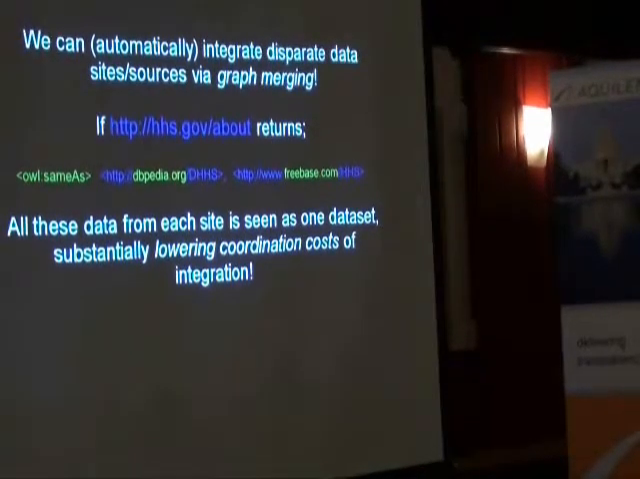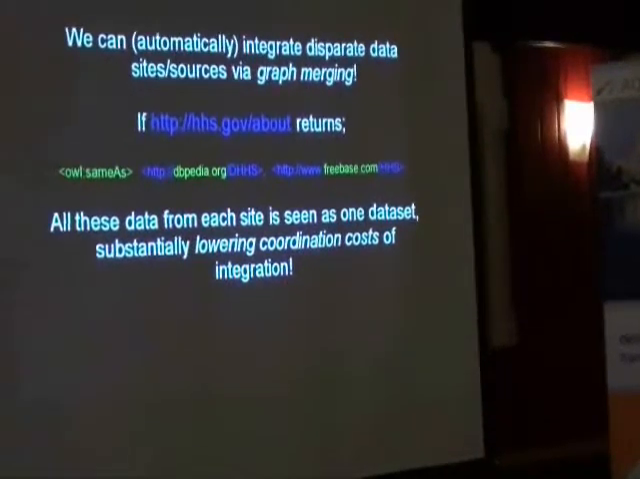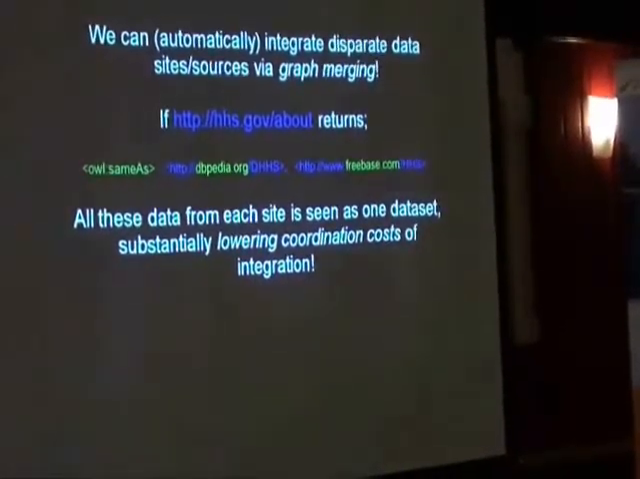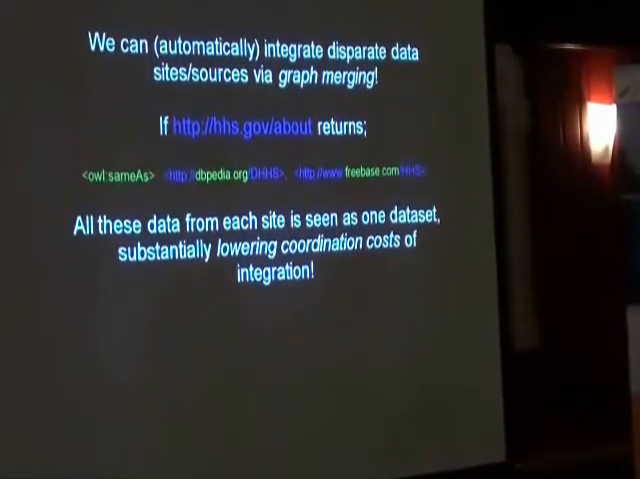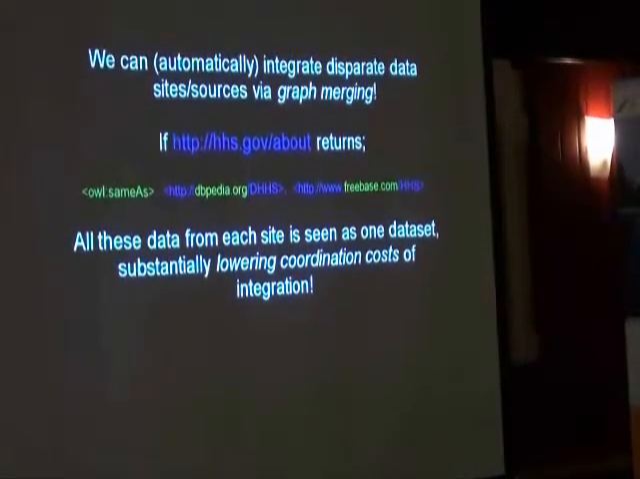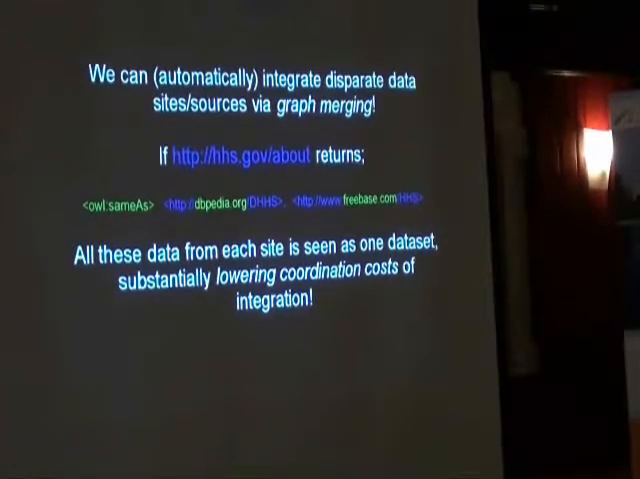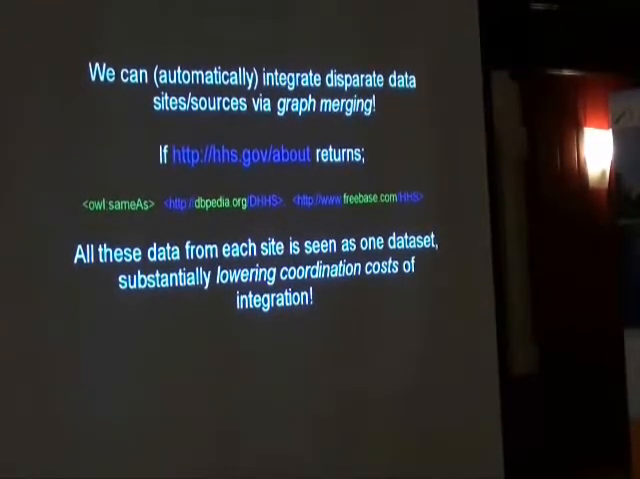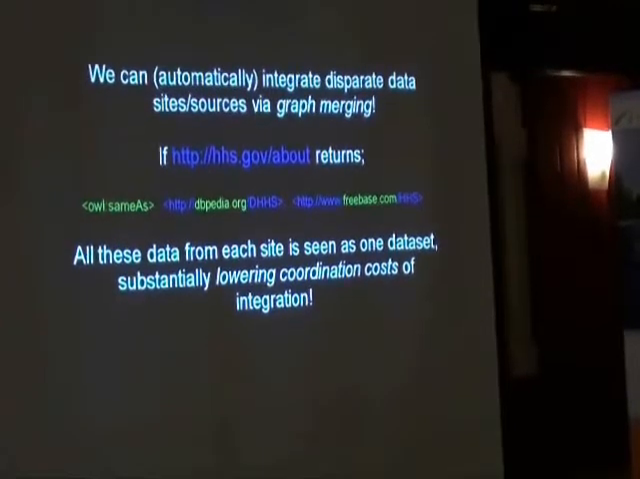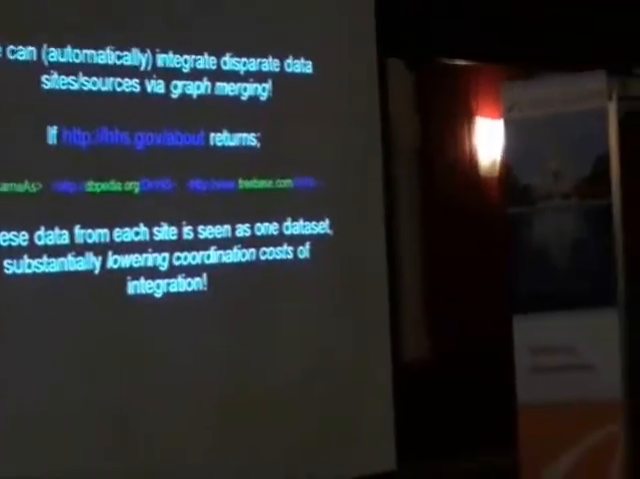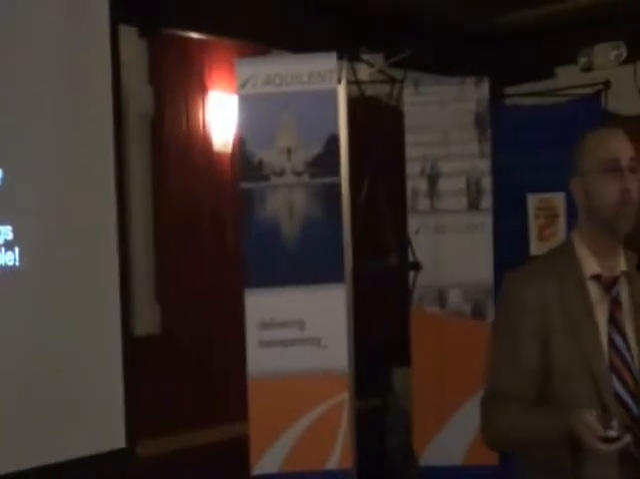So if there are different sites on the web, DBpedia might have a page /DHHS, and Freebase might have a page HHS. Some other website could assert that the information contained on those pages is the same subject, HHS. That means that we can automatically merge all the data and integrate all the data automatically. This is something that can drastically lower the coordination costs of information integration.